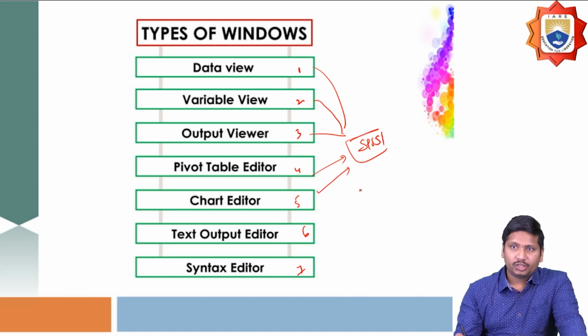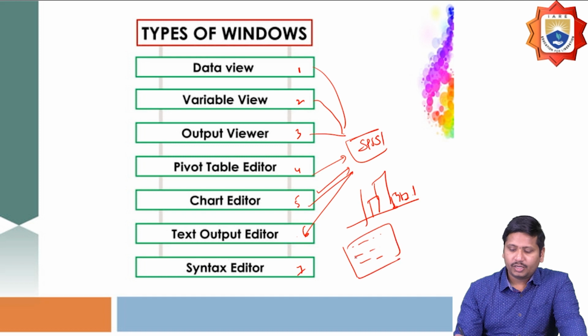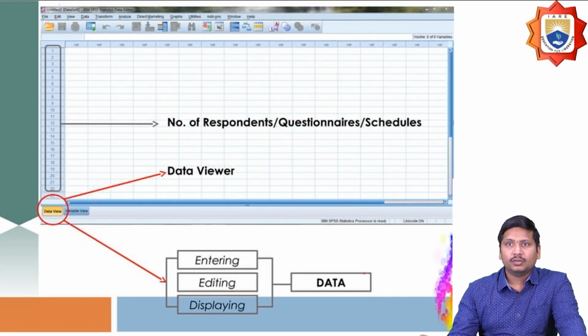Suppose I'm going to design the charts, that should be the chart editor, and then the text output editor. So the output will also be viewed in the form of text, and then the syntax editor. Suppose there is a change in the syntax, we are able to go to this syntax editor and do that. So these are some of the views.